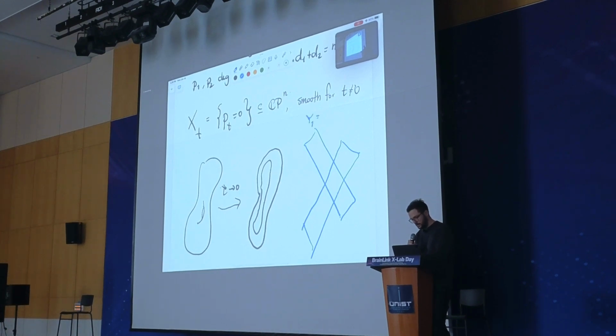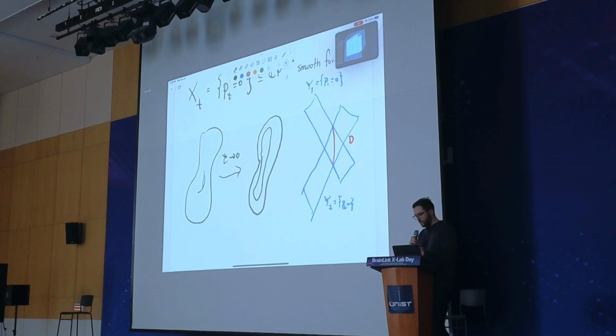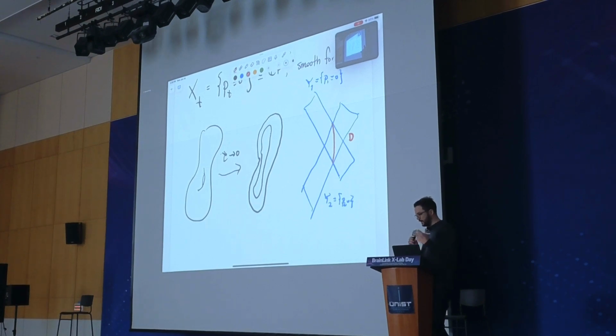So Y_1 is the zero set of P_1. Y_2 is the zero set of P_2. And they intersect along a divisor, which is D, which is the common zero set of P_1 and P_2. Right, and Y_1 and Y_2 themselves are not Calabi-Yau varieties anymore. So this is the algebraic picture as t goes to 0.